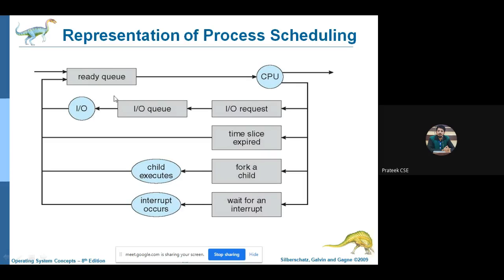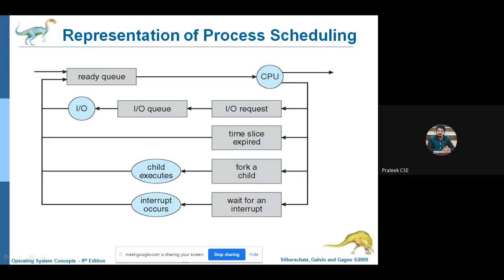So you can assume that there are many processes in the ready state, and ready state simply means they are residing in this ready queue and waiting for their turn to get the CPU. Out of those available processes, only one process at a time will get the CPU, and once a process gets the CPU, it will start executing its instructions. The simplest case is that the process does not require any input output task, and no interrupt comes in between, so the process will simply be terminated after completing all its instructions.